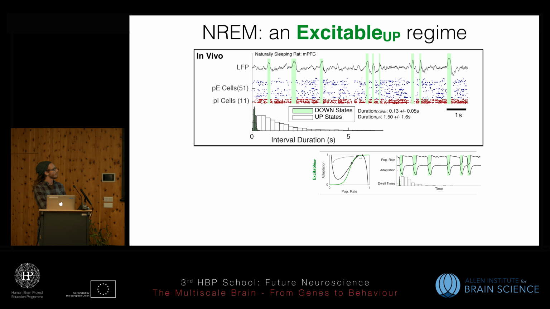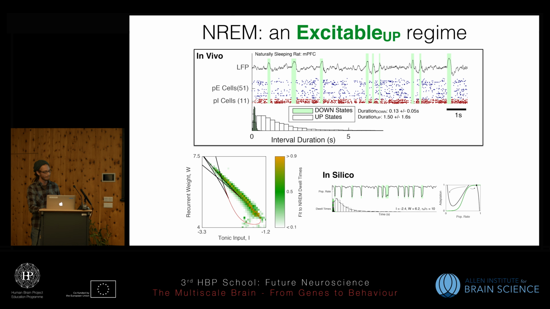Shown here is a sample of data from a naturally sleeping rat in medial prefrontal cortex, and you see the LFP and 60 units. And so we find that non-REM is like the excitable state. And that's it.